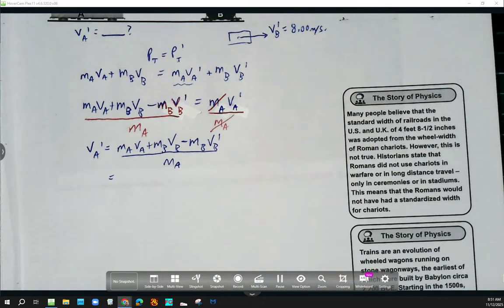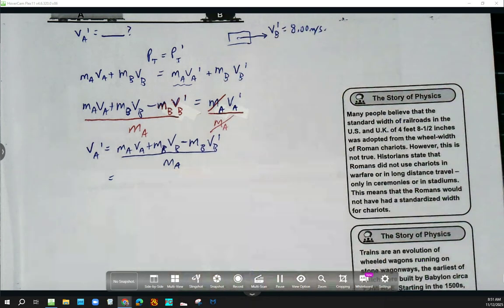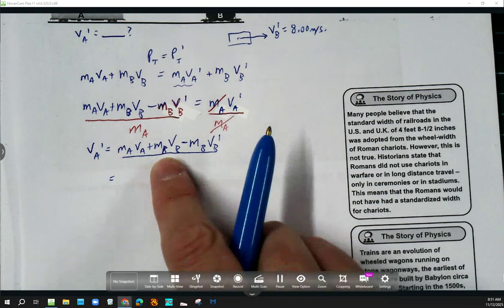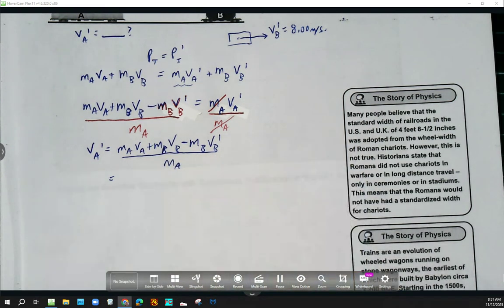And I can start subbing in values. I'm going to fight the urge to try and cancel a mass, because you notice that MA and MB aren't the same value, so I can't just cancel them out. I mean, you could try to factor an MB off of the second two terms, but I think it's not very fruitful, so I'm not going to do it.